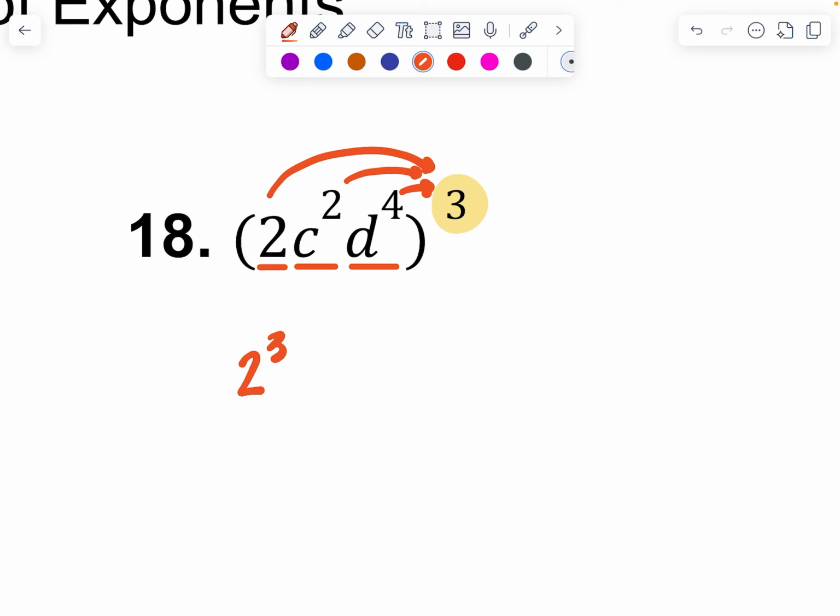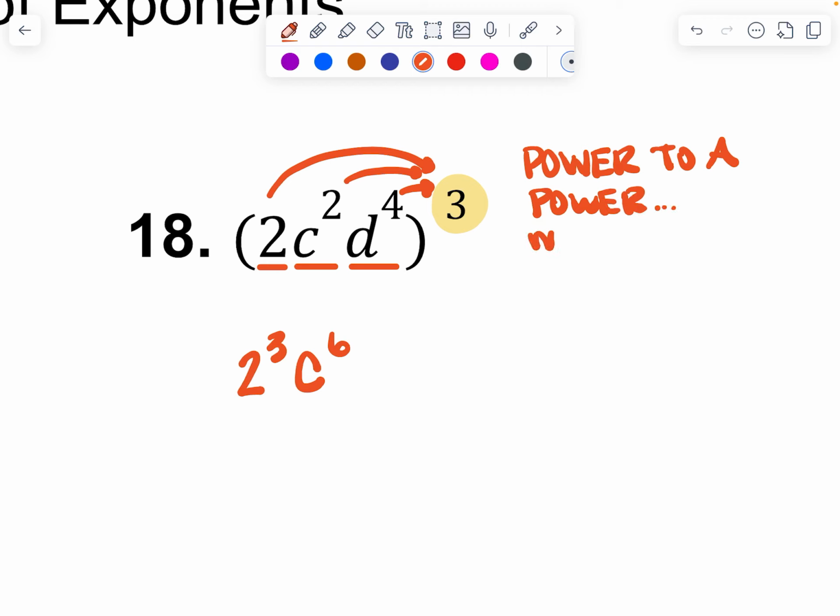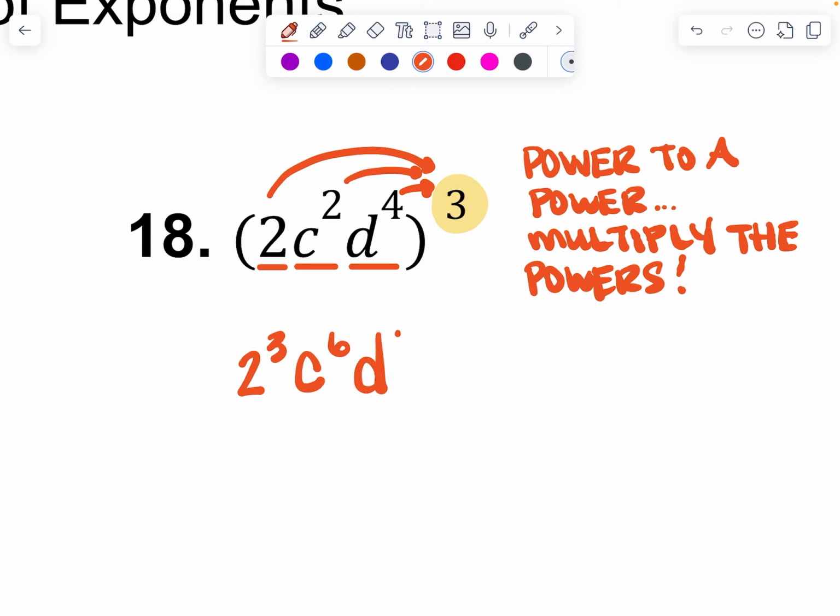So this becomes 2 cubed c to the sixth, because when it's a power to a power, you multiply the powers. Okay, I'm going to write that over here. Power to a power, multiply the powers. And you only have to do that when there's a power outside the parentheses. Other than that, it's always adding the powers. Power to a power, multiply the powers. That is so sloppy, I'm sorry. And then we would get d to the 12th.